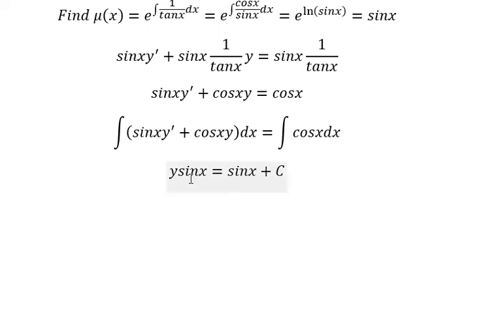So we divide both sides with sine x. And this is the final answer.